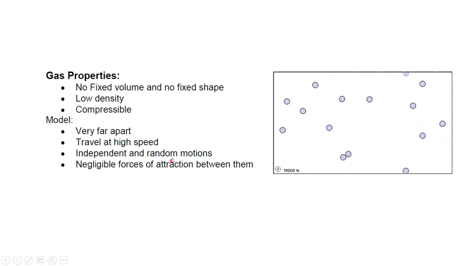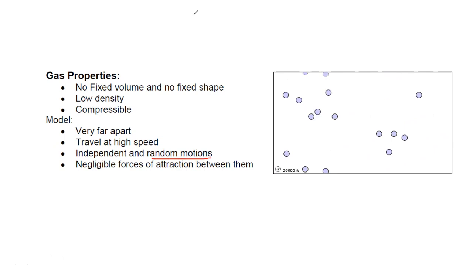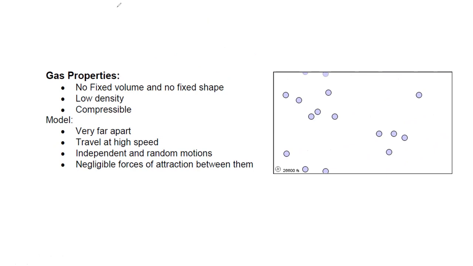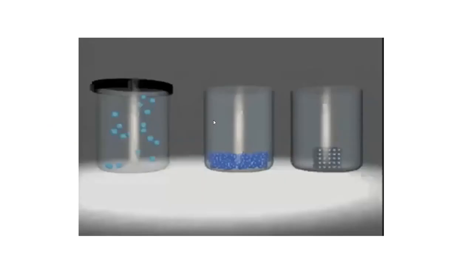So particles in gases are very far apart. They normally travel at a high speed. They are moving randomly. When we say they are moving randomly, it means there is no particular direction. Like if this was a particle, this particle can change its direction many times. So there is no specific direction in which this particle is moving. And there is a negligible force of attraction between the particles, or the force between the particles is very weak.